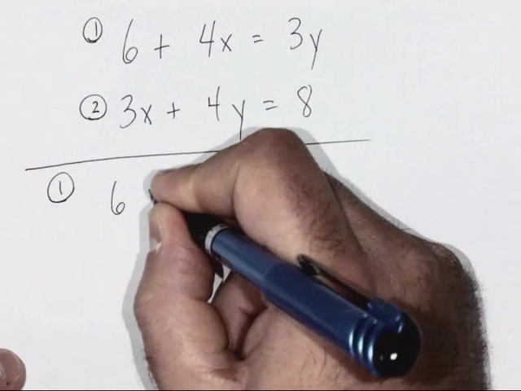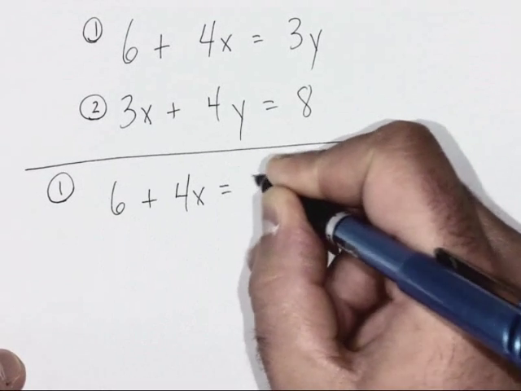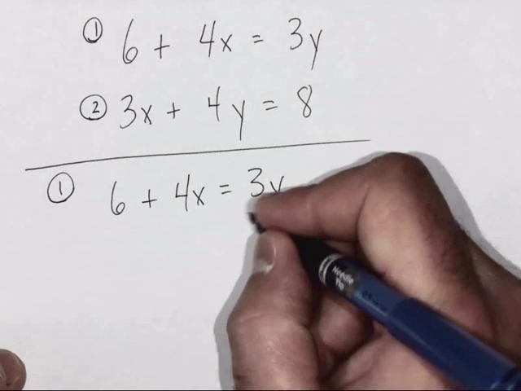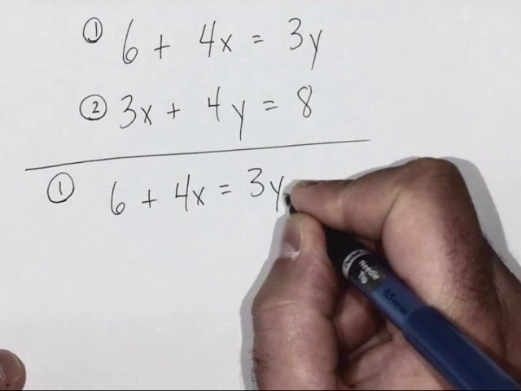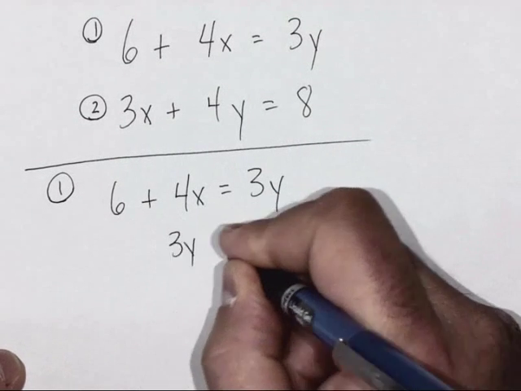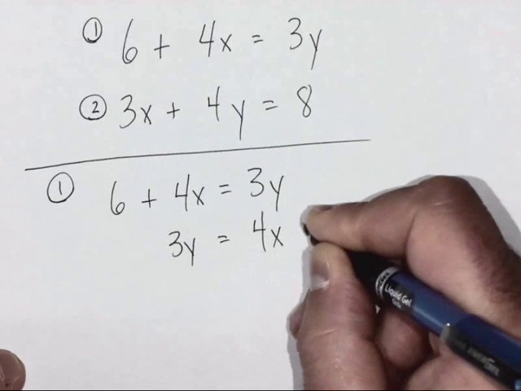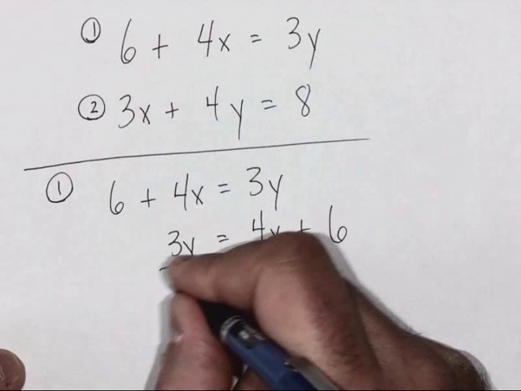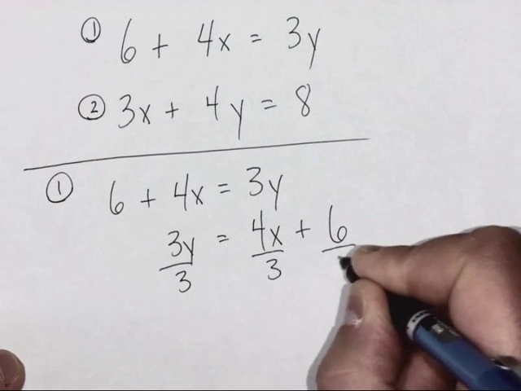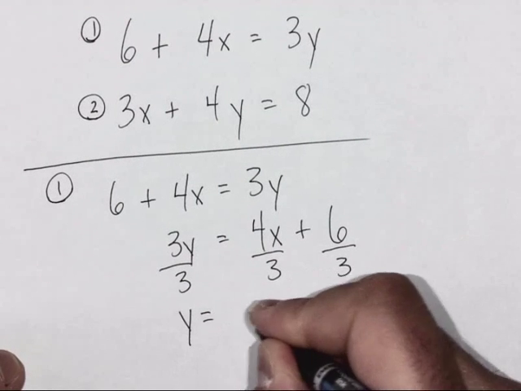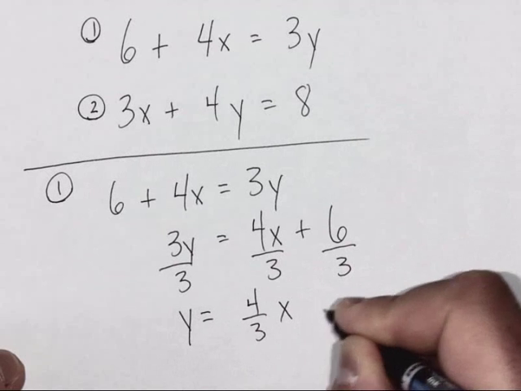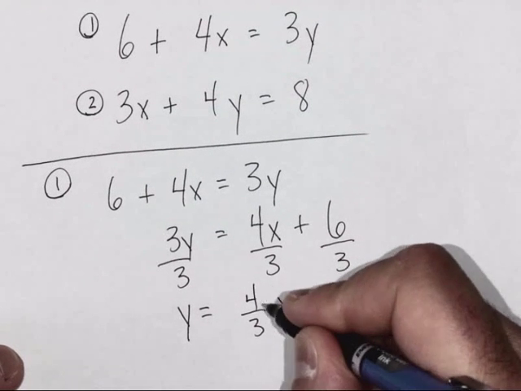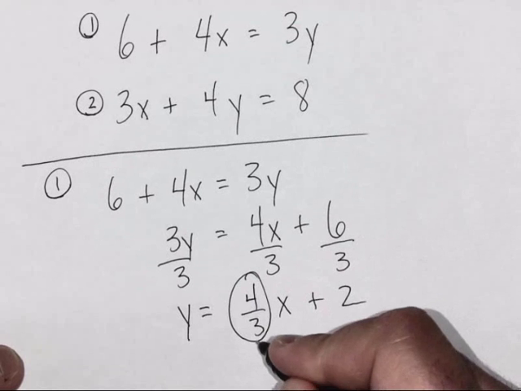Put the first one into slope-intercept form, so solving it for y. That one's kind of easy. First of all, let's flip it around so that y is on the left side, and write x as the first term. Then we can divide everything by 3, and that's going to put this into slope-intercept form. So the slope is 4/3. That's what we want to identify here.